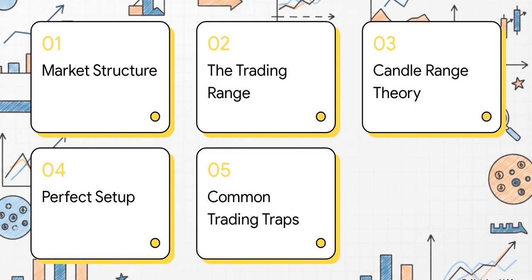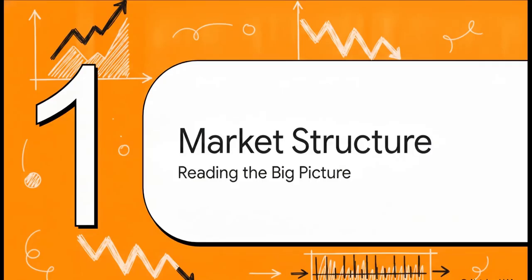So to fix that, here's our game plan for today. We'll start with reading market structure, then defining the trading range, explaining candle range theory, executing the perfect setup, and finally avoiding those common trading traps. Okay, part 1. Reading market structure.